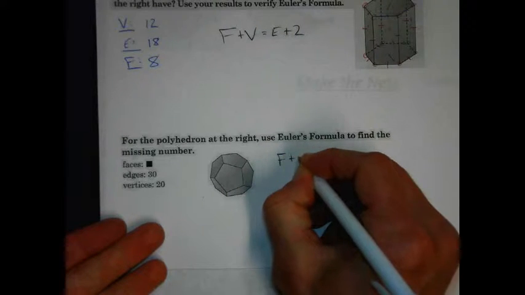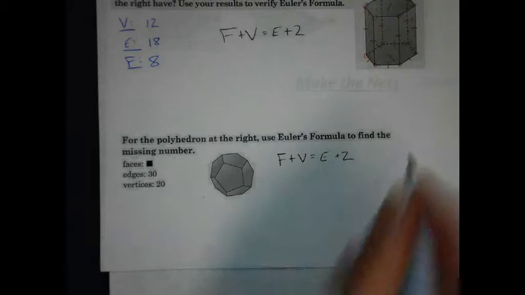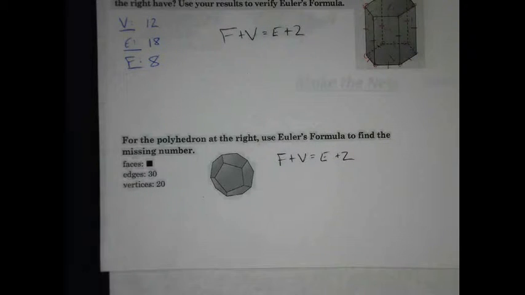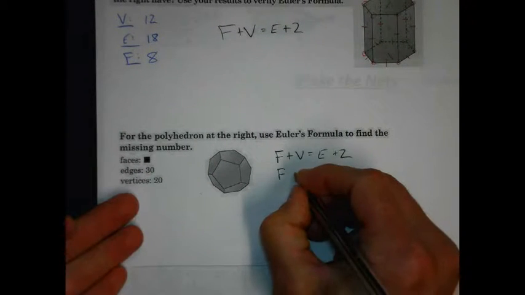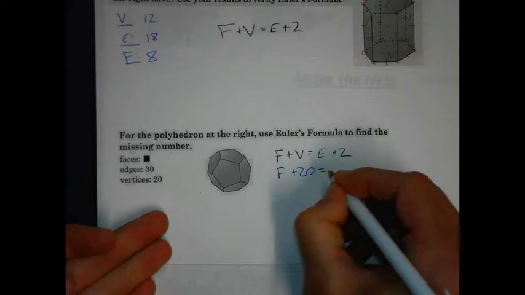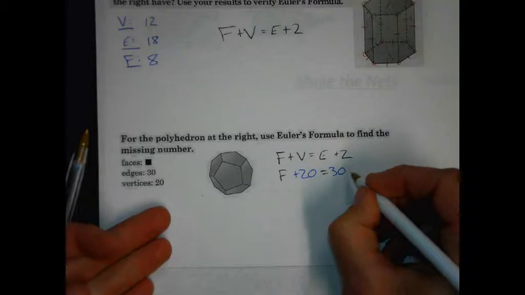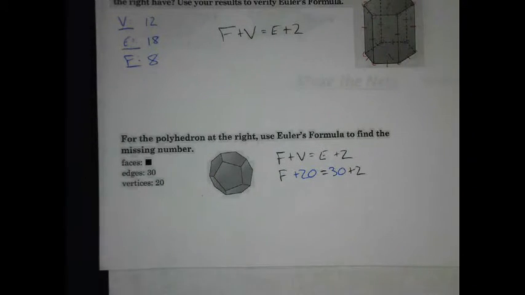Well, what is Euler's formula? Again, faces plus vertices equals edges plus 2. So we plug in what we know. We don't know the number of faces, but we do know the number of vertices is 20, and we do know the number of edges is 30, and we know that the formula has a plus 2.